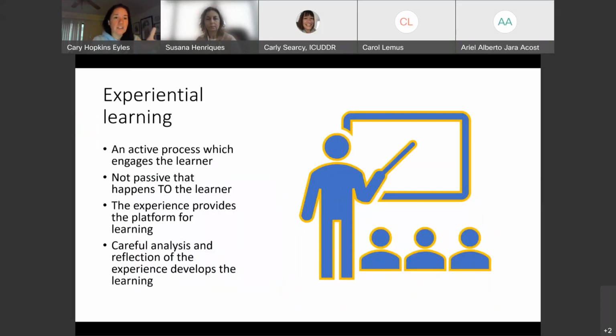And so with experiential learning, it's an active process. So you're engaging the learner. I've mentioned before, I think of pedagogy as you're the guru, you're the teacher, and you have people at your feet. You think of the kids at your feet learning what you're saying. This isn't a passive teaching that happens to the learner. The experience provides the platform for the learning.